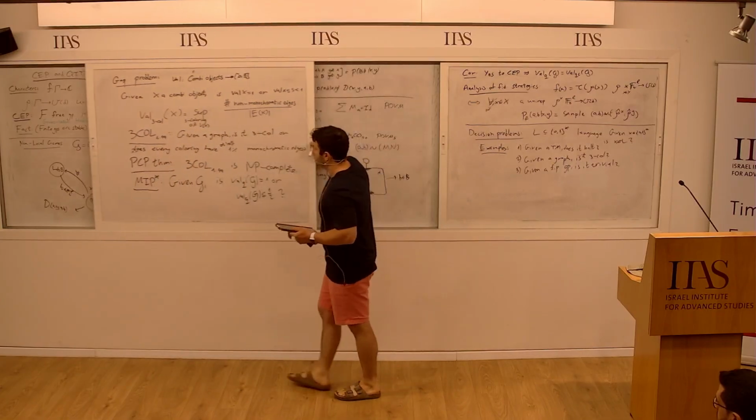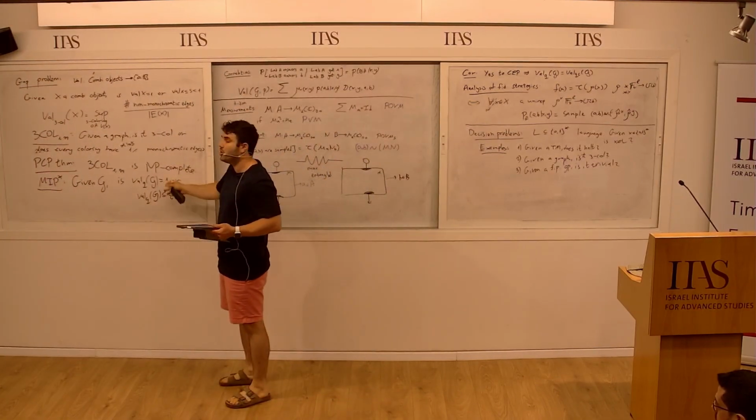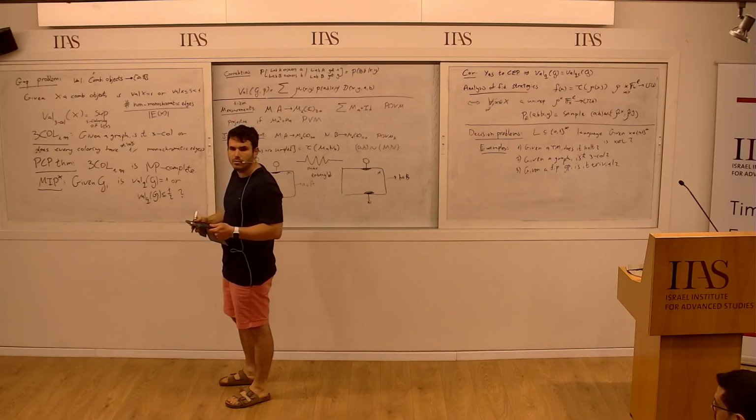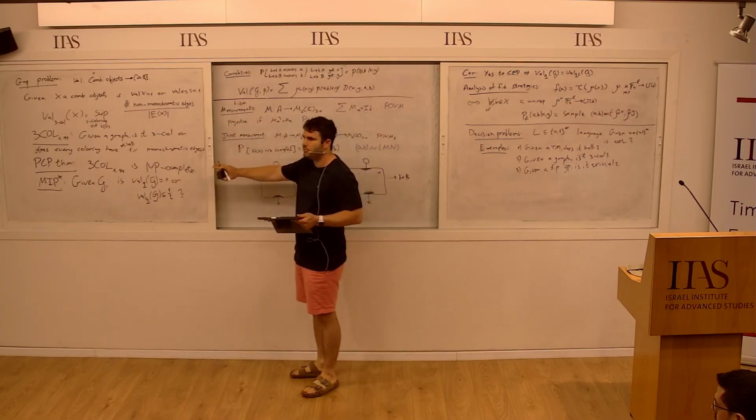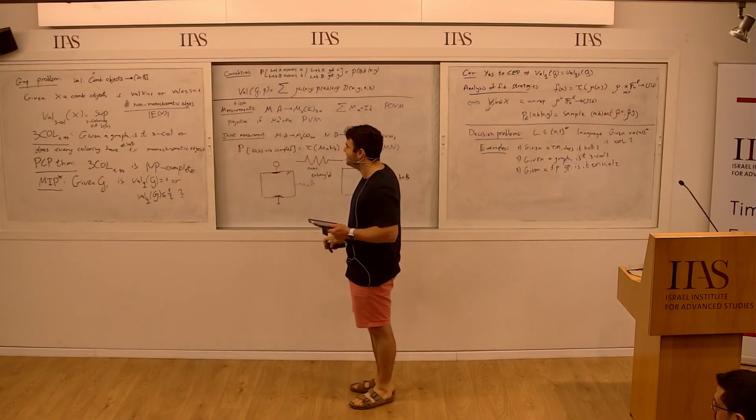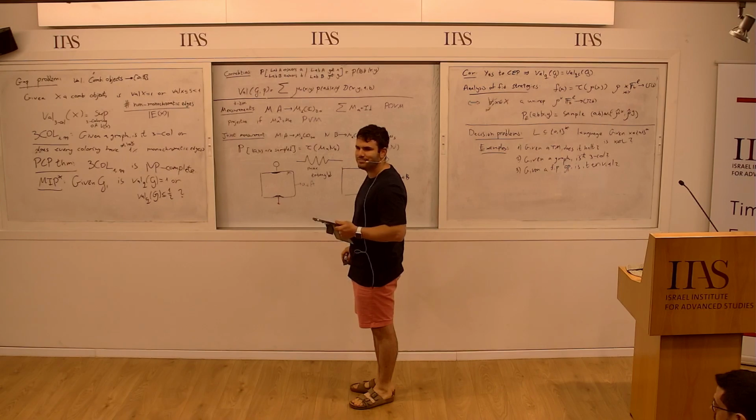So this problem parses as a promise problem. This is not the original formulation of MIP star. Let me just clarify this. That's kind of the easiest way for me to convey what MIP star is trying to say.